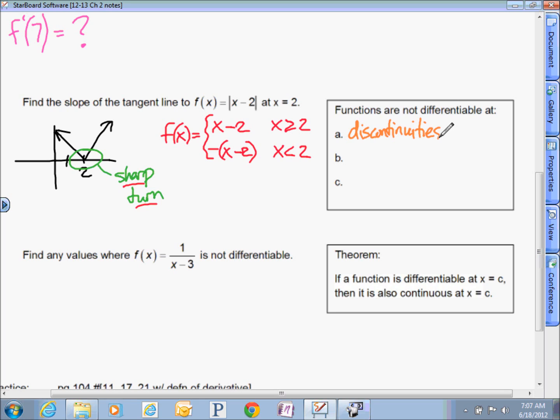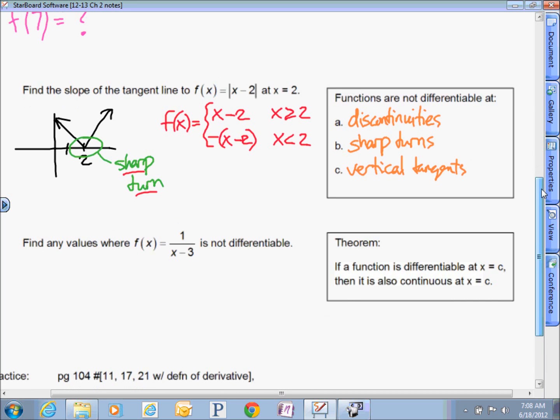Part B, functions are not differentiable at sharp turns. And C, vertical tangents. So if somebody is asking you to find places where a function's not differentiable, you're going to look for these things in this particular order. The most common thing that you'll find is a discontinuity, and we've already talked multiple times about how to find discontinuities. The second most common thing is going to be sharp turns, like this one. And last is vertical tangents. Vertical tangents you're not going to see very often.